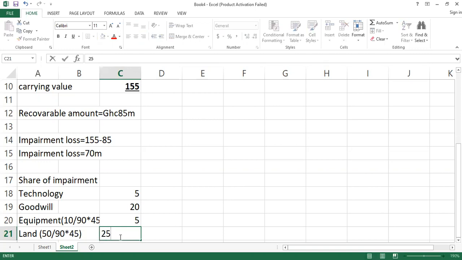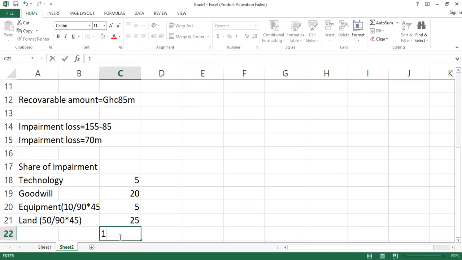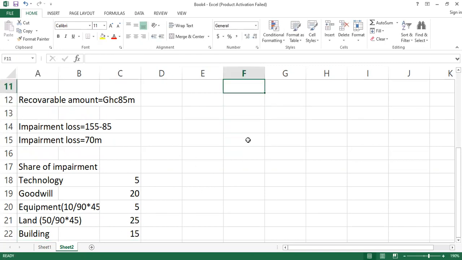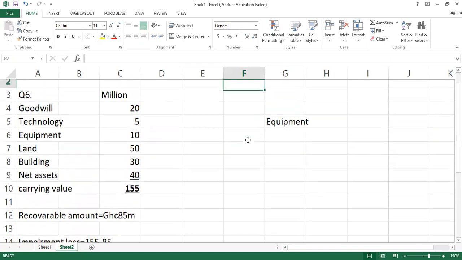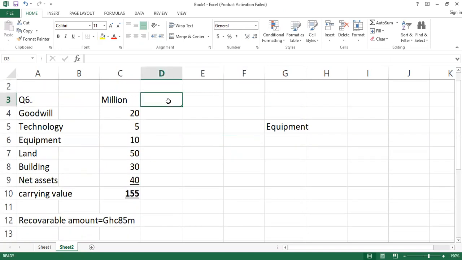So you don't even have to calculate the one again. Just put 15 here for the last one because you are sharing 45. Okay, building. So this is the impairment loss now. All right. So after the impairment, you now come and show the new carrying value after the impairment test. So I'll do it over here because I still have this one.